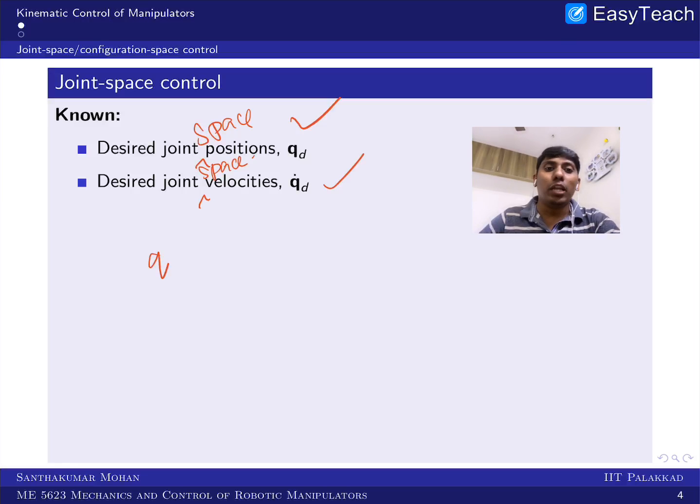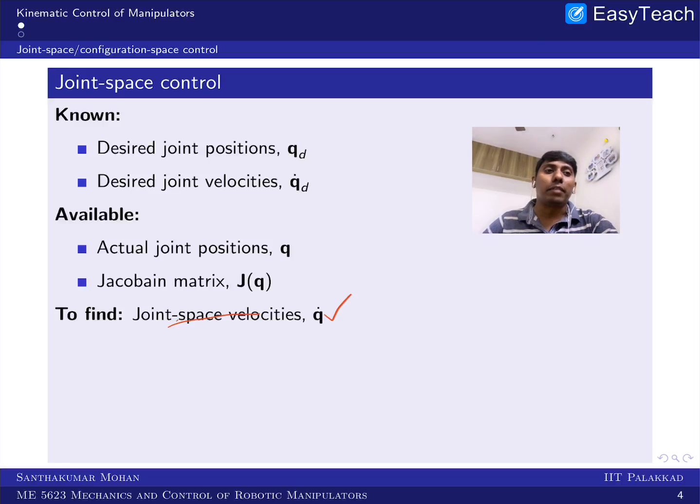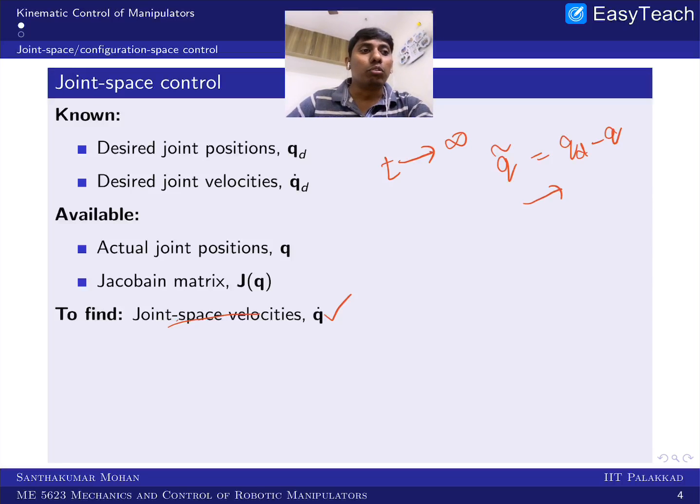Now what we can see from the system which is available, the Q would be available. Further, I assume that the J of Q is also available, in the sense the actual joint positions are available and the Jacobian matrix is also available. So now what I can do is see what joint space velocity I can obtain. And the first, most important thing I am trying to see is that when t tends to infinity, my Q tilde, which is nothing but Q desired minus Q, goes to 0. So the Q tilde is supposed to go to 0 when t tends to infinity.